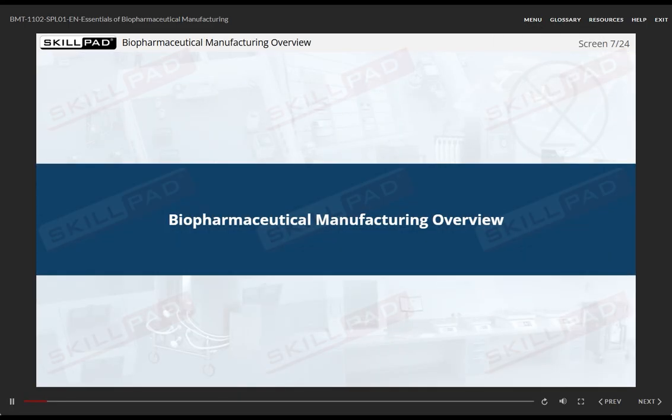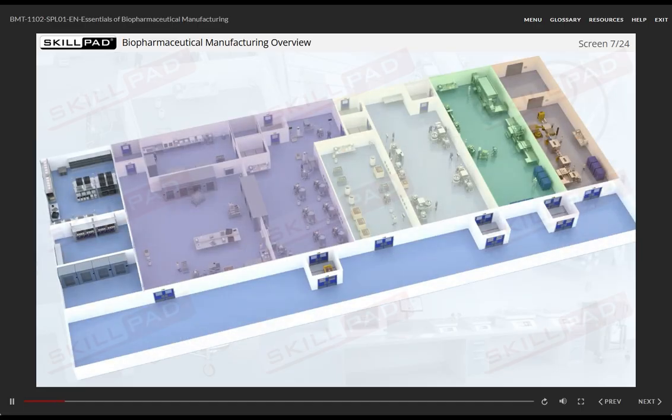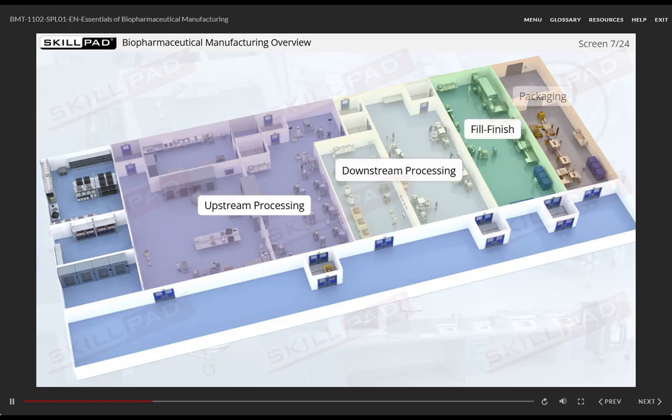Biopharmaceutical manufacturing overview. Biopharmaceutical manufacturing typically involves four main stages: upstream processing, downstream processing, fill finish, and packaging and serialization.